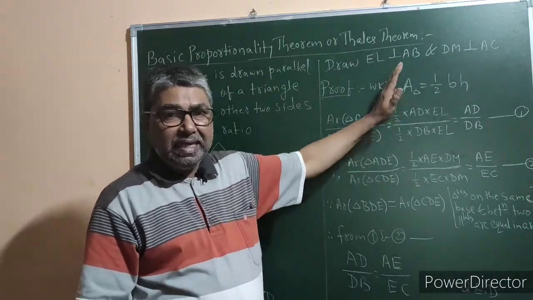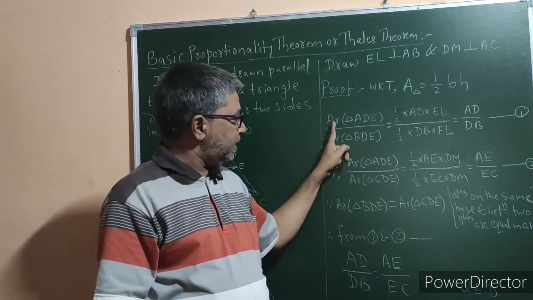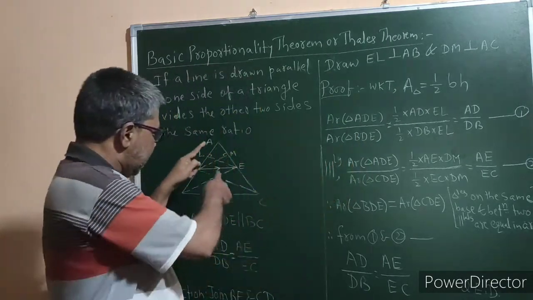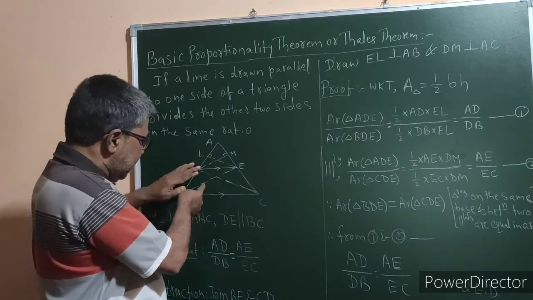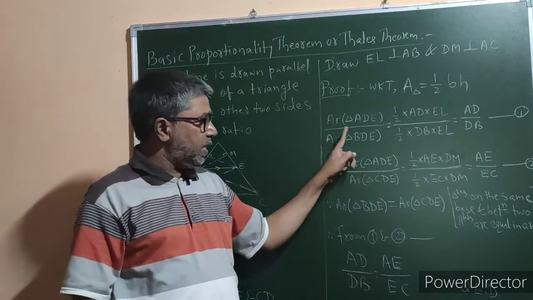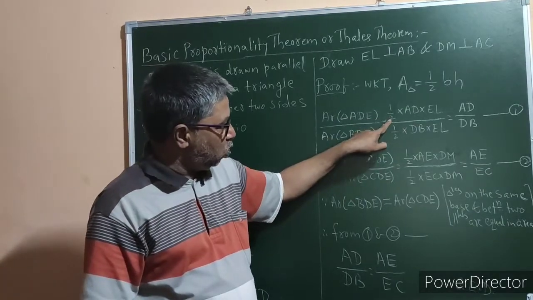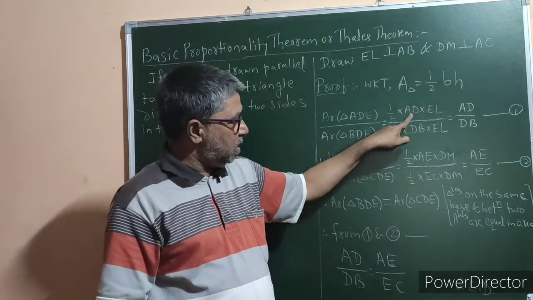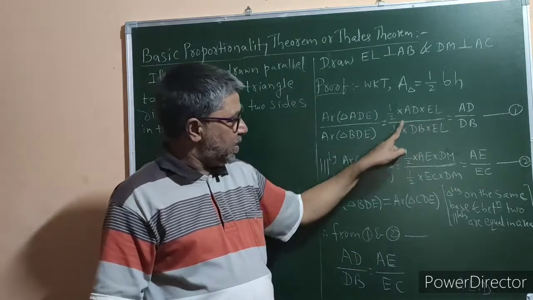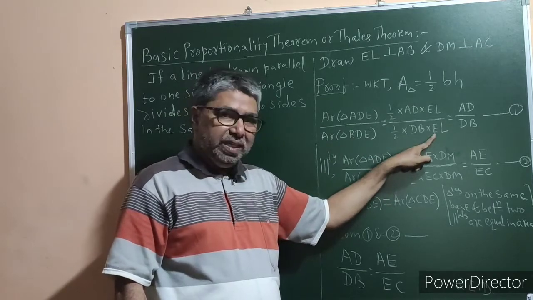Proof. We know that area of a triangle is half base into height, 1 upon 2 into base into height. Now write area of triangle ADE upon area of triangle BDE. ADE is the upper part and BDE is the lower left part. This you have to remember. Area of triangle ADE upon area of triangle BDE is equal to, let us apply the formula here, 1 upon 2 into the base AD into the altitude EL, upon 1 upon 2 into the base DB and again the altitude EL.